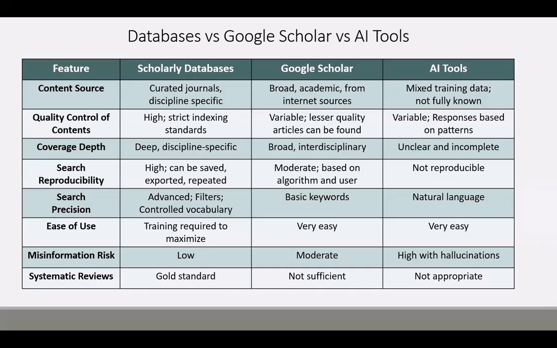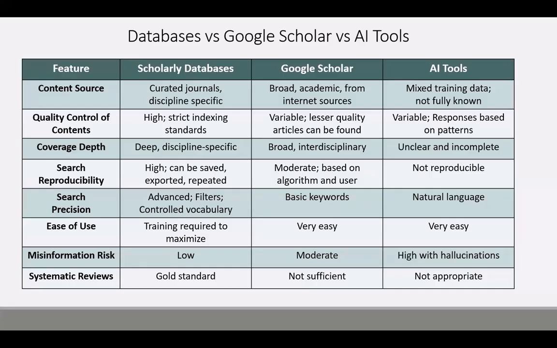In the AI tools, it's not reproducible because they're using some kind of algorithm that we don't understand. It does search with natural language, so people do like that they can just type thoughts in a question. So it is very easy to use in terms of getting articles, and it's very approachable.